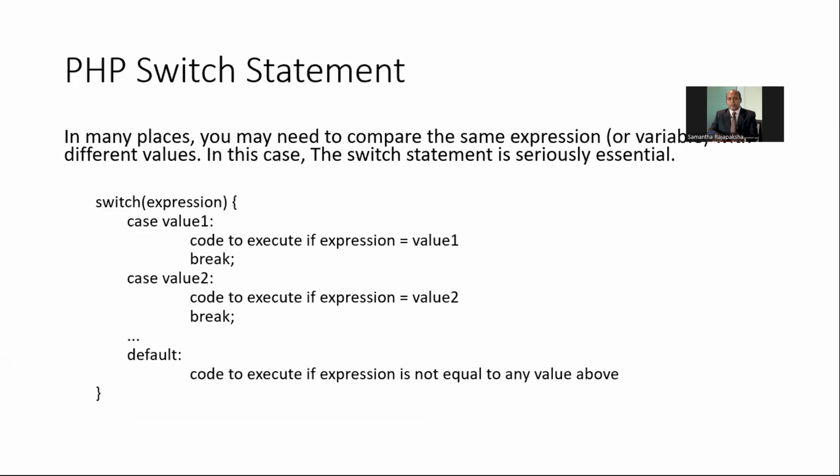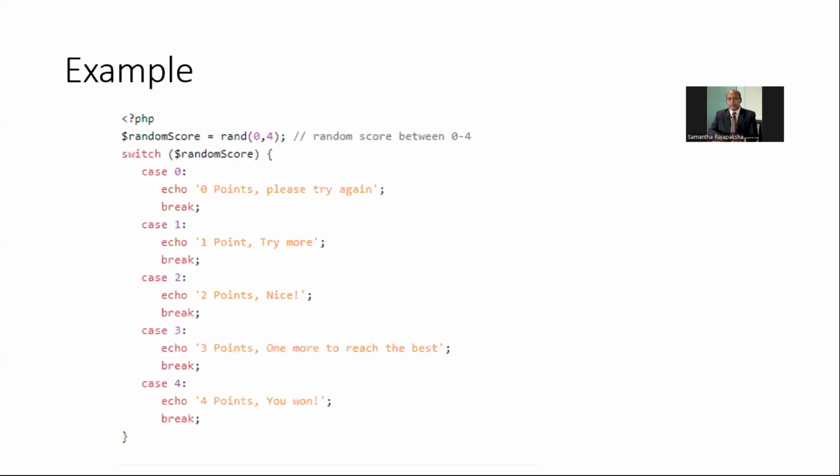A switch statement can be used if there are multiple comparisons to match each value. In a switch expression, you can have each case. Default is used if no condition matches. As an example, the rand function will generate a number randomly between 0 and 4, any number.